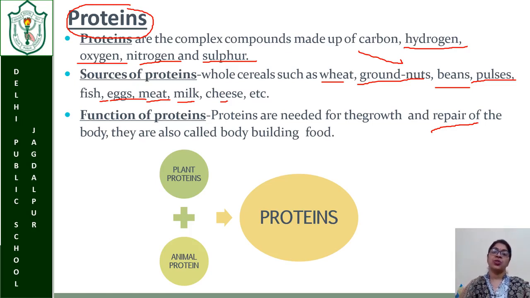Okay, children. So today we did three important components. One is carbohydrates and fats, which come under energy giving food. Then we did body building food, that is protein. Okay, so let's finish the class here for today. In the next class, I will start with the test of protein and then we will go further.